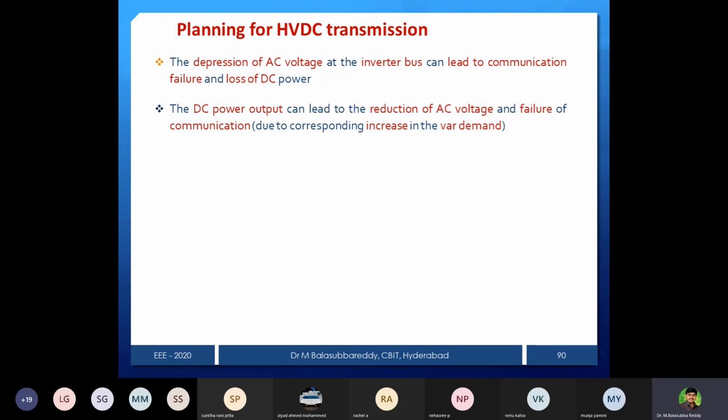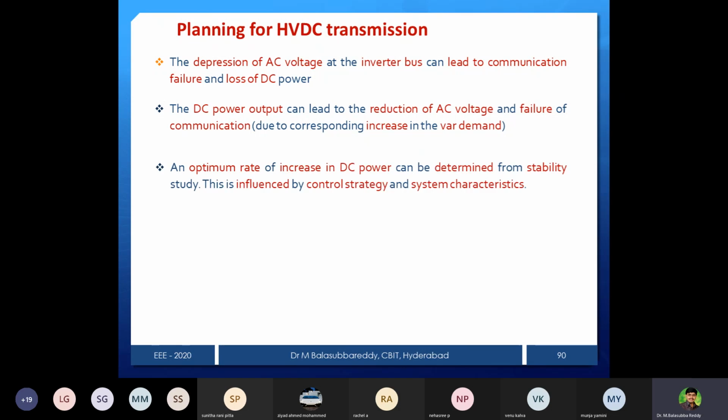So if that happens, the VAR demand will increase, and then we have to provide reactive power compensation. So that is also a problem. And then an optimum rate of increase in the DC power can be determined from a stability study. This is influenced by the control strategy and system characteristics.